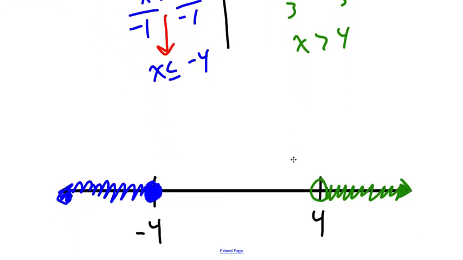And there's what your graph should look like. We have x is less than or equal to negative 4, so I put my negative 4 on the left, positive 4 on the right. Negative 4 has a solid dot and shaded to the left. Positive 4 has an open dot, it's just greater than, so open circle, shaded to the right.